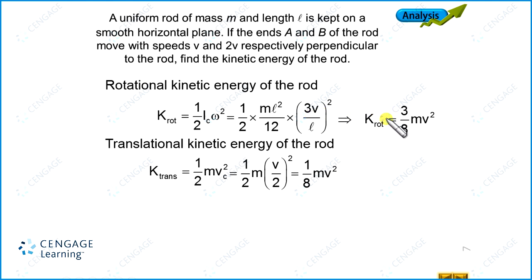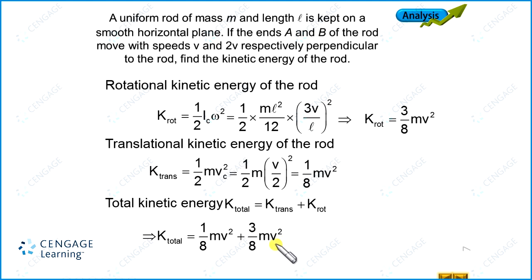Now total kinetic energy is the summation of the rotational plus translational kinetic energy. So let us calculate the total kinetic energy. After adding these two values, we will find the value. This is 1 by 8, this is 3 by 8. So this is 4 by 8 mv square, that is equal to 1 by 2 mv square. This is the total kinetic energy. So this is the total kinetic energy of the rod having the combined rotation and translation.